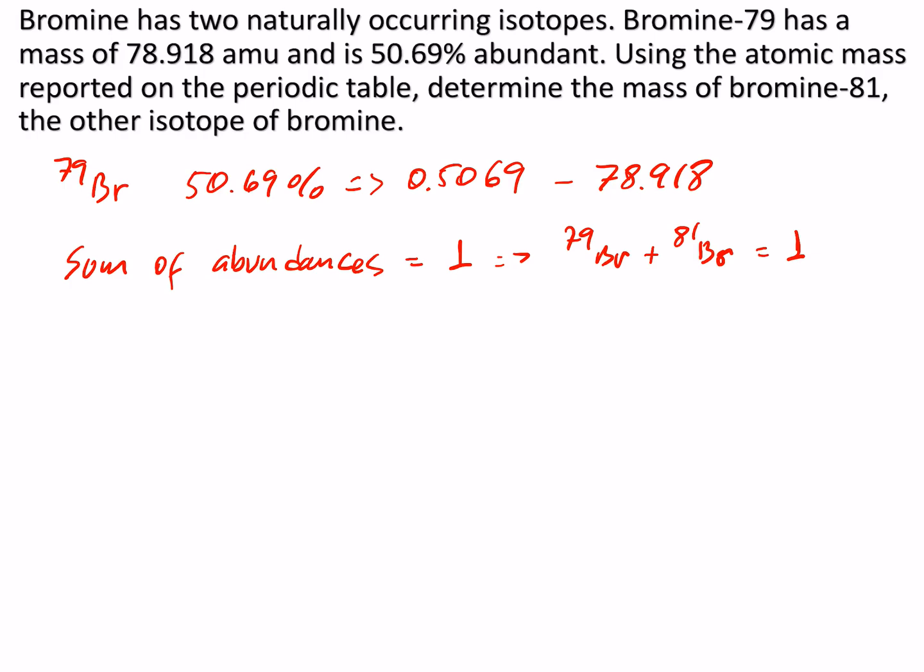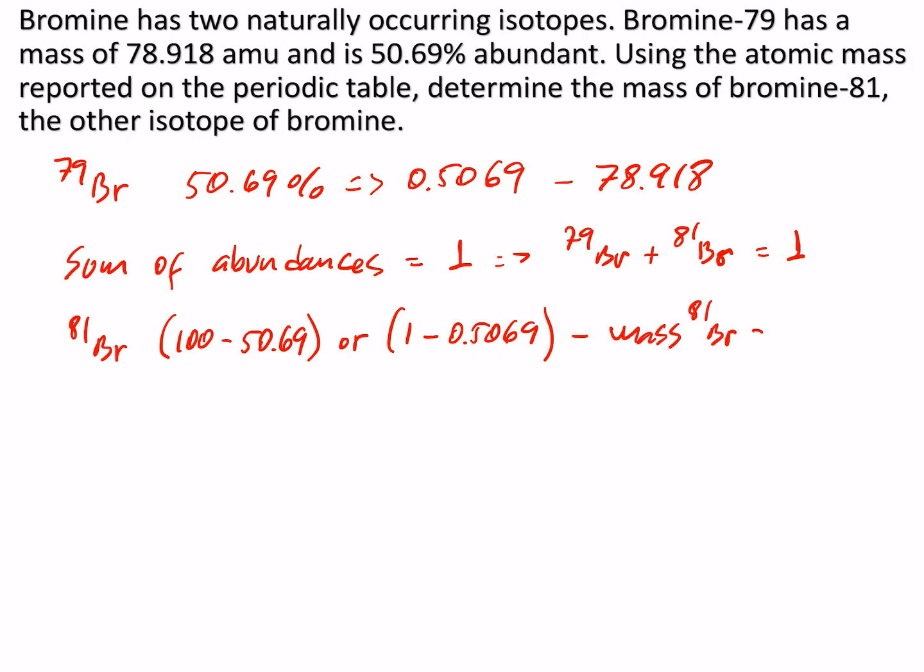That means that if you have bromine 81, then the abundance of bromine 81 would be 100 minus 50.69, or you can also say that it is 1 minus 0.5069. And the mass of bromine 81, well, we don't know. That's what we are supposed to calculate. And for that, we need to know that for bromine, the mass that you can get from the periodic table is 79.904.